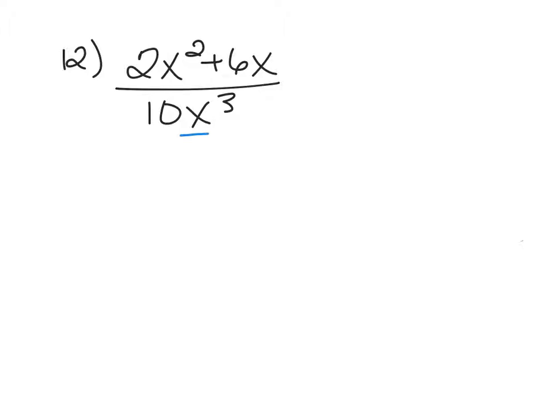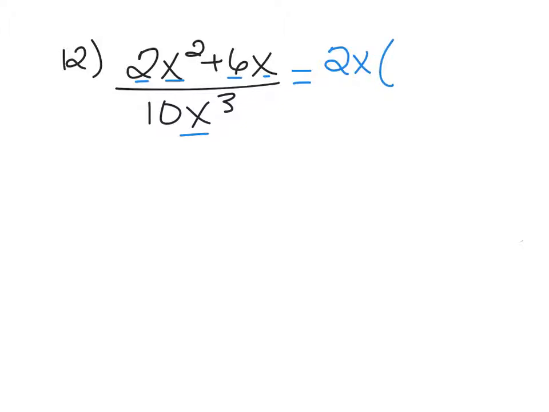So the first thing you need to do is look at your numerator and your denominator and see if you can factor anything out. When I look at 2x squared plus 6x, I notice that 2 and 6 have a common factor of 2. So I'm going to pull out a 2, and I also notice that I could take an x, 1x, out of each one of those terms. So I'm going to factor out 2x.